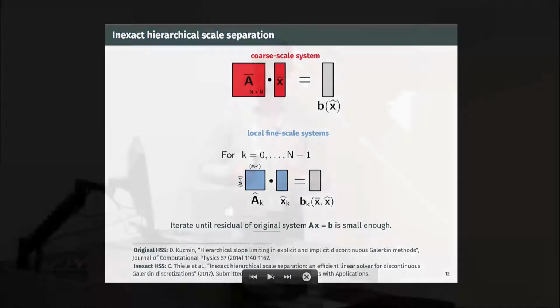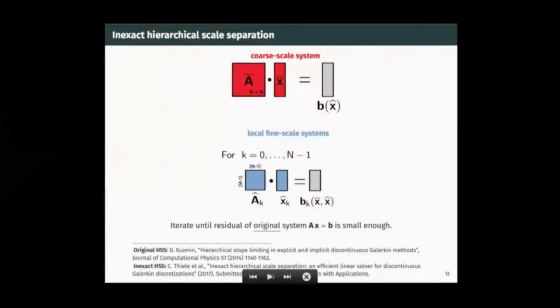First, the accuracy with which we approximate x bar in the coarse scale system, which is why we call it inexact HSS, because we only approximate the solution here. And then the number of fine scale solves down here in each HSS cycle.